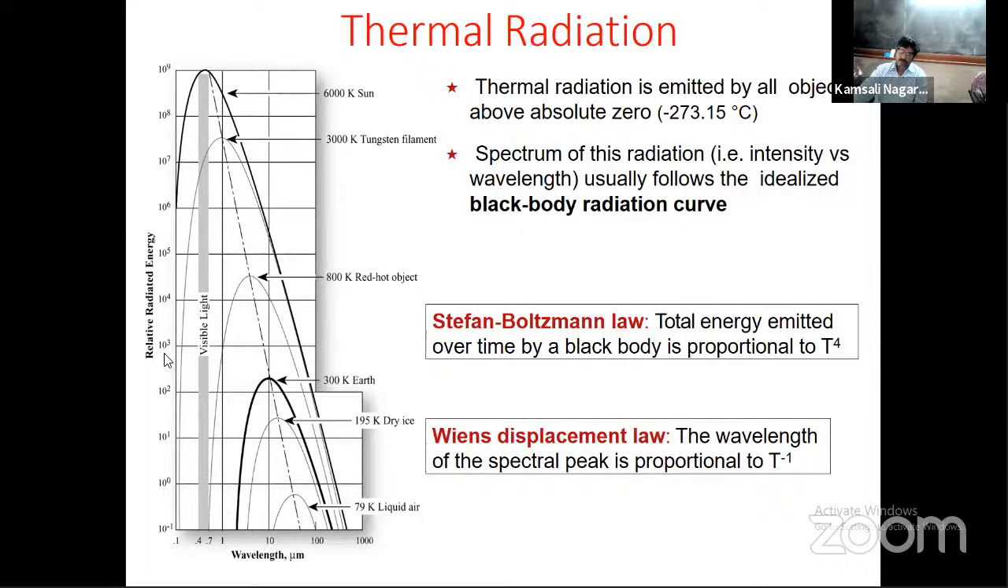Here, the spectrum you get for this type of radiation is the intensity against the wavelength. Intensity against wavelength usually follows the ideal black body radiation curve. It is ideal because a body maintained at 6000 degrees Kelvin has a solid curve, which is shown on the top, against the wavelength. This is the relative intensity.